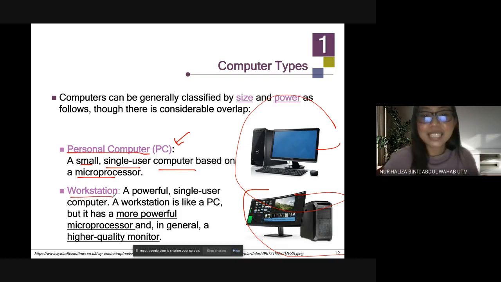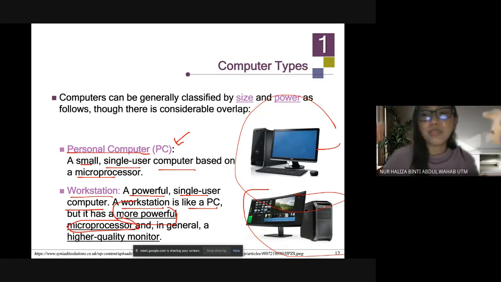And then the workstation. What is a workstation? It is more powerful than your personal computer. A powerful single user computer. The performance and the spec of your computer are much higher than your personal computer. A workstation is like a PC but more powerful in terms of your microprocessor and in general a higher quality monitor. So the price must be higher, maybe more than 10,000.